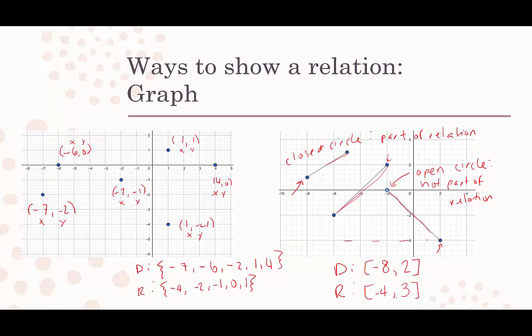That one can be a little bit tricky, and there are more videos that go into more detail about these types of relations and functions, so you can watch those if needed. But the domain would be from -8 to 2, and the range would be from -4 to 3.